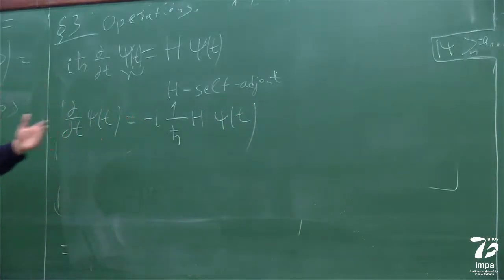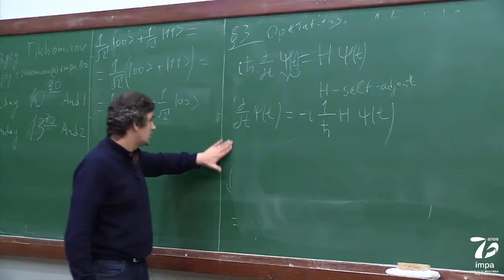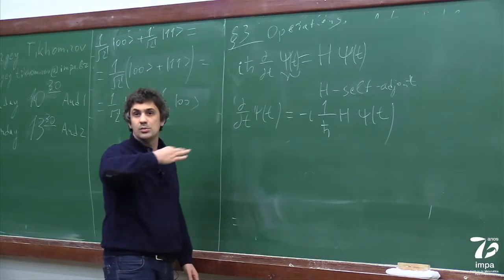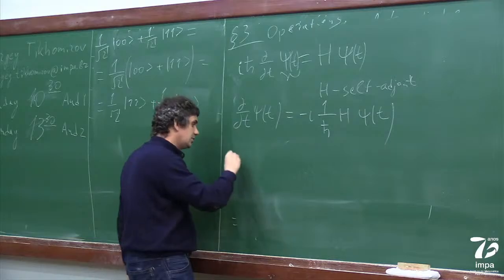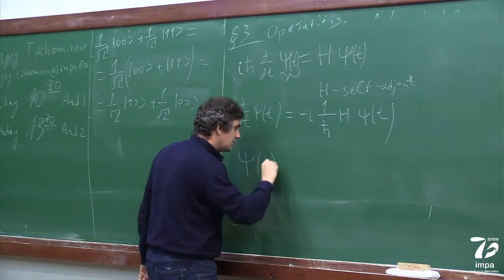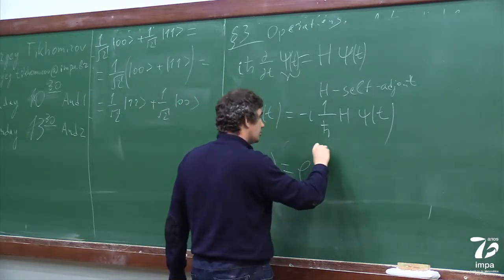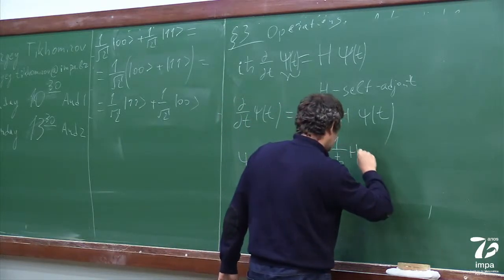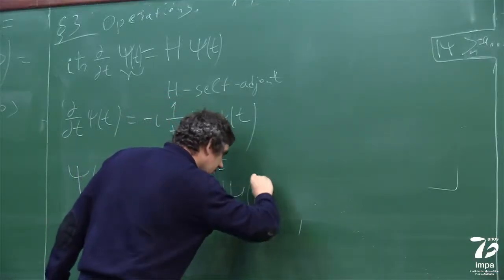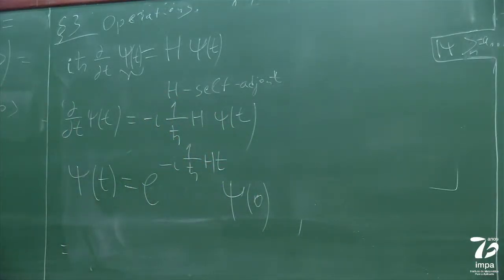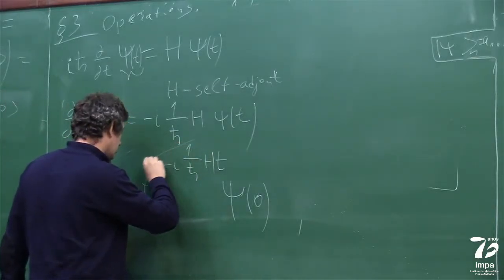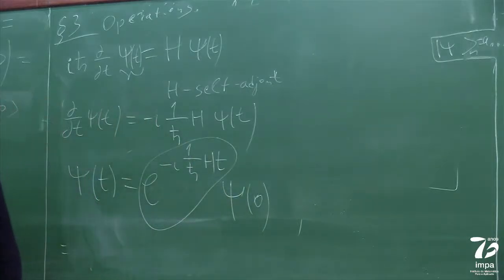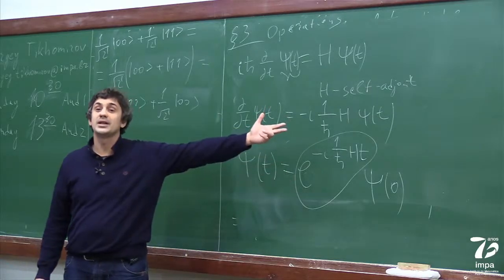So this is a linear differential equation, and if it is linear, then we know its solution: psi of t is equal to exponent of a certain matrix times the initial solution. Have you seen such a notation? Yes, good. So this is the exponent of a matrix, basically.